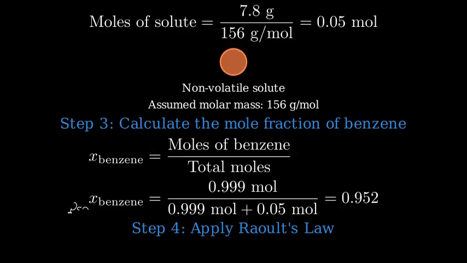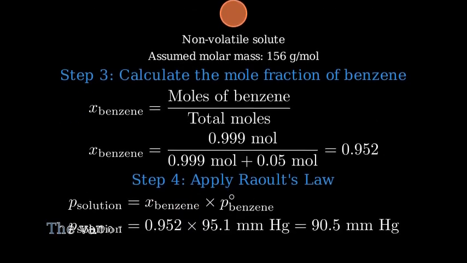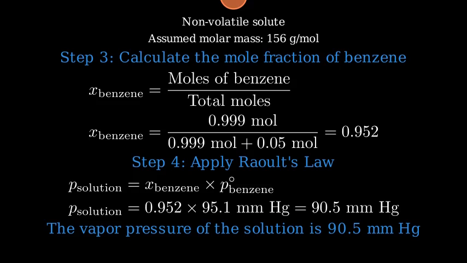Step 4. Apply Raoult's law to calculate the vapor pressure of the solution. P solution equals X benzene times P benzene°. P solution equals 0.952 times 95.1 mmHg. P solution equals 90.5 mmHg.